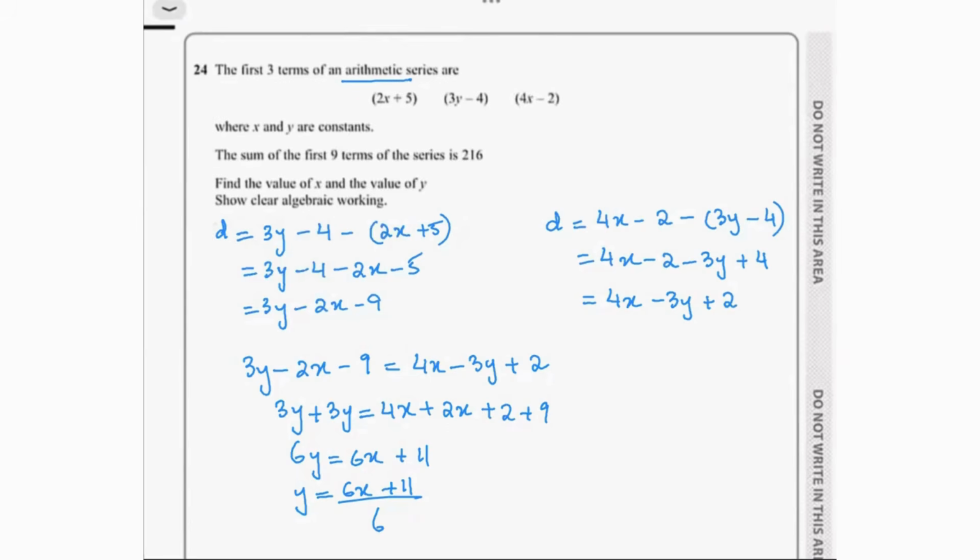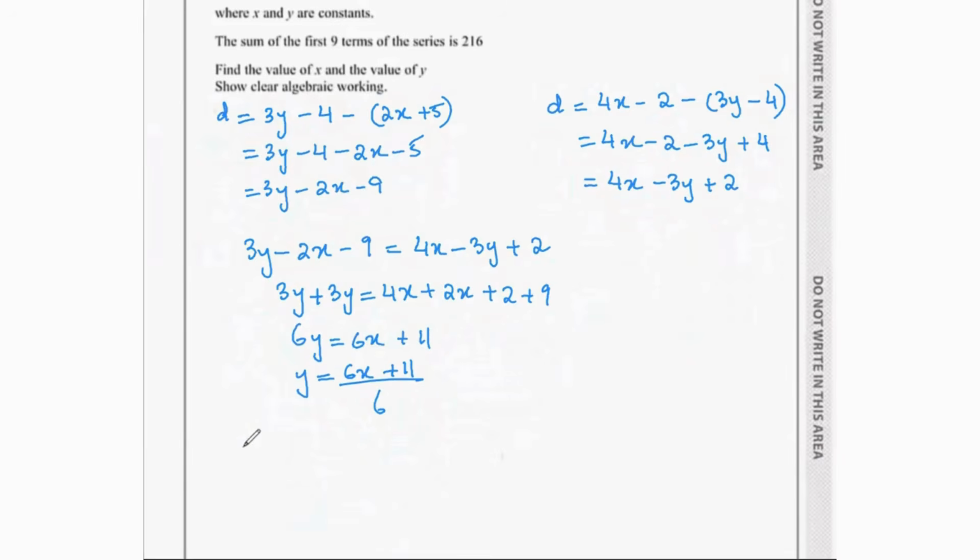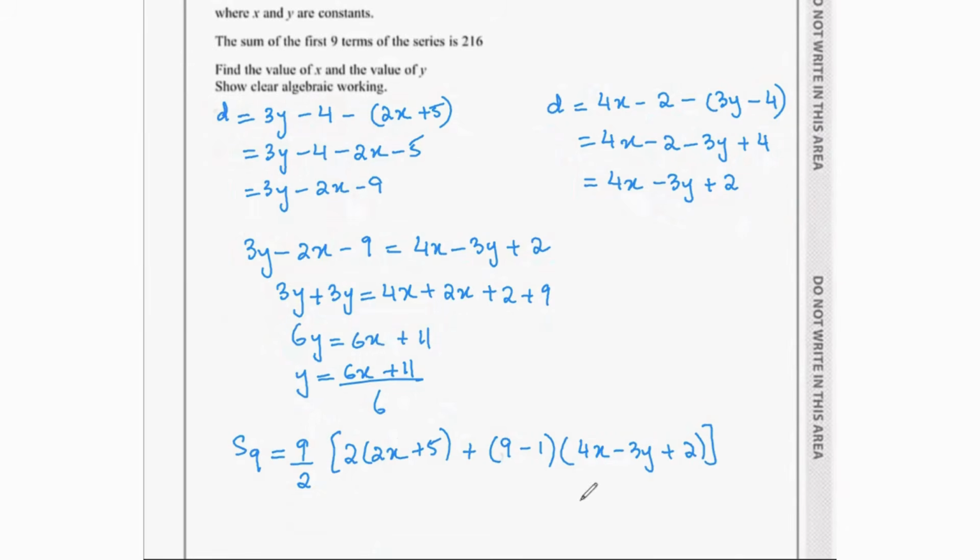So we know that the sum of the first 9 terms is 216, which means the sum of the first 9 terms is going to be 9 over 2 times the first term, which is 2x plus 5, plus 9 minus 1 times d. You can use either of these. I'm going to use 4x minus 3y plus 2. There is no restriction on that. You can also use 3y minus 2x minus 9 as d, because both basically represent the same thing.